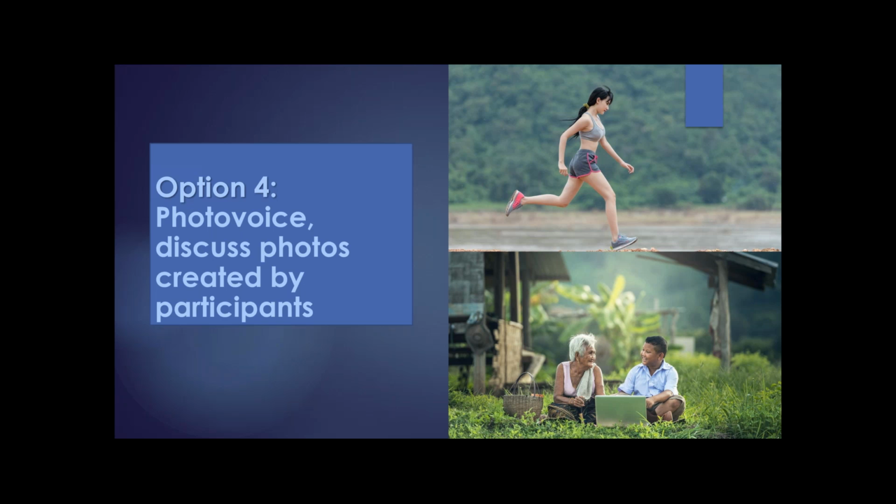Option 4, we could use a kind of photo voice type of technique where we ask the participants to take pictures from their own lives, their own experiences, perhaps over a period of time. We might say, well, this week, take one picture each day of your activities, whatever it is that we're studying. Then we can put those up on the screen and go through them one by one and ask them what those mean to them.